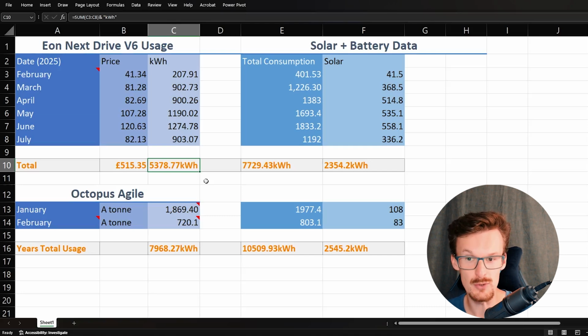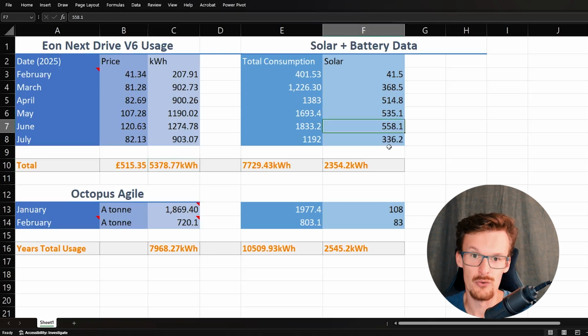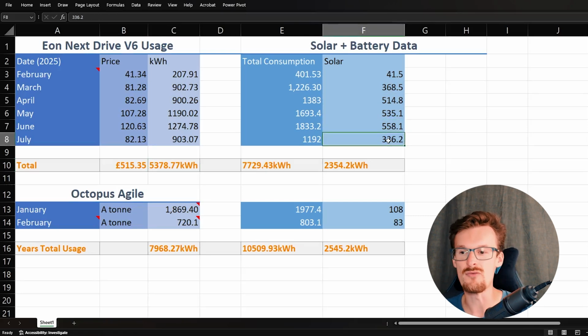My total consumption, however, for the past 5 months, because bearing in mind we've got solar power as well, which means that we actually are using more than what we're paying for from the grid, is 7,729.43 kilowatt hours. And my actual solar production was 2,354 kilowatts for the past 5 months. And bearing in mind we are in the height of summer now, so as you can see, the past 4 months, it has been really, really good.